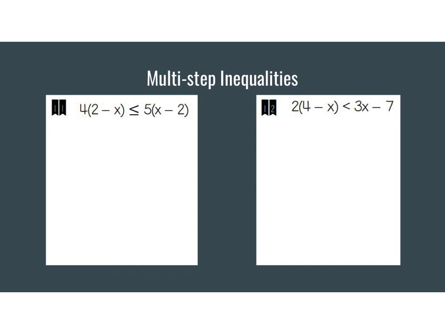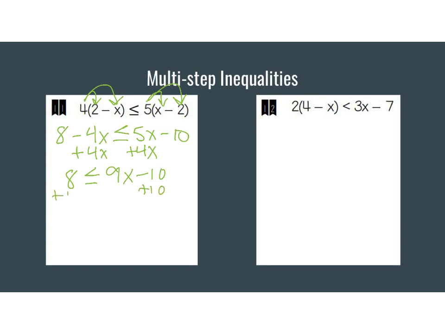And we'll do one more example with some work on both sides. So the first thing I'm going to do is distribute. So that's 8 minus 4x is less than or equal to 5x minus 10. And I'm going to want to get both of my variables on the same side. So 8 is less than or equal to 9x minus 10. Add 10 to both sides. Divide by 9. So x is greater than or equal to 2.